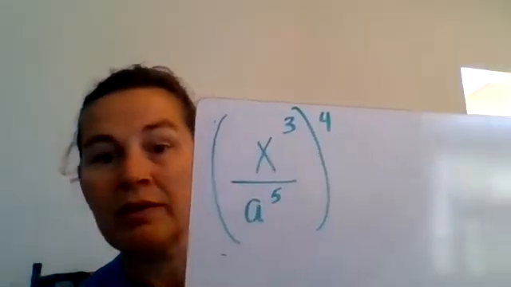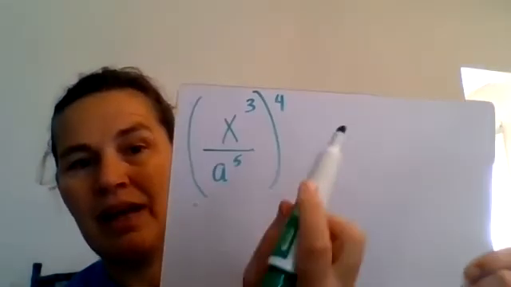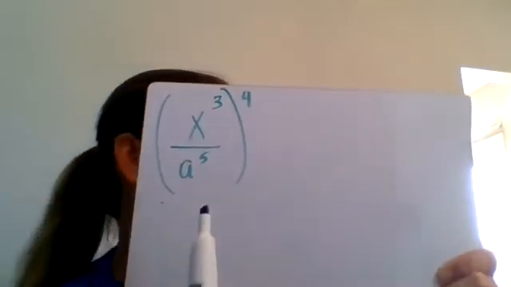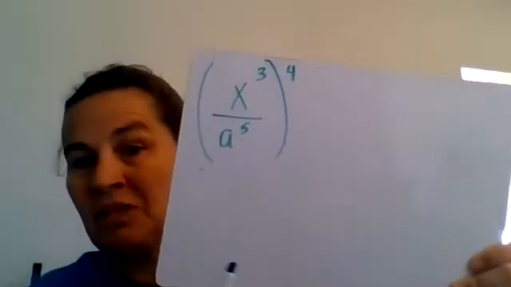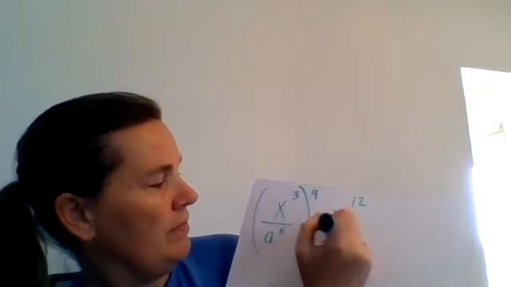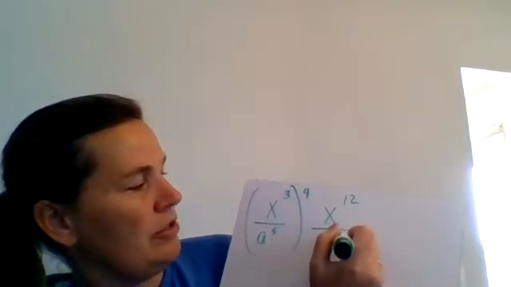Now we have x to the third over a to the fifth, and this is all to the fourth. This is the exact same thing. This to the fourth power goes to my x to the third. It also goes to my a to the fifth. Same exact thing. So this would be x to the 12th over a to the 20th.